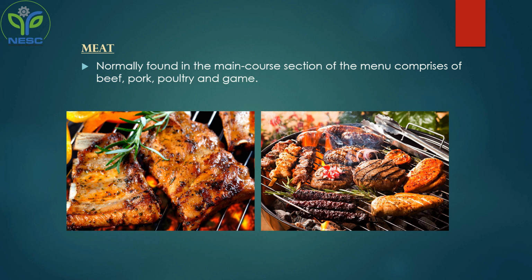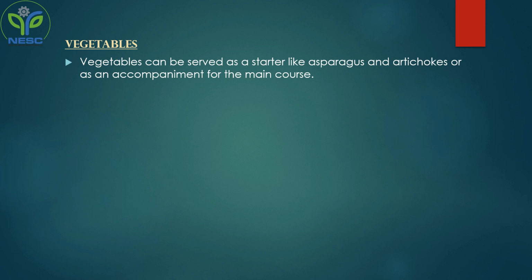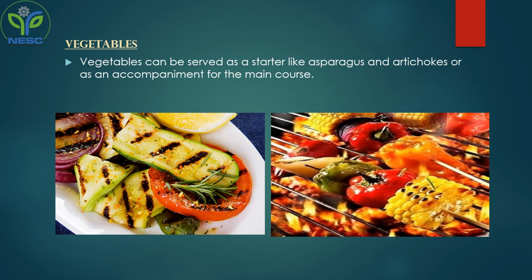Alright. Next is vegetables. So simple. Everybody knows what vegetables are. Vegetables can be served as a starter, like asparagus and artichokes, or as an accompaniment for the main course. This means these vegetables will either be served as an appetizer or come along with the main course. Okay, understood? So these are the two pictures of vegetables.